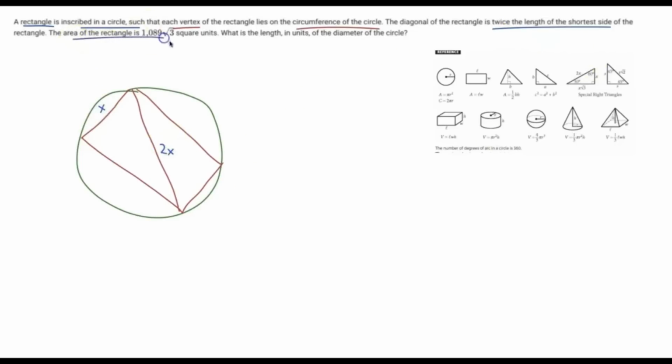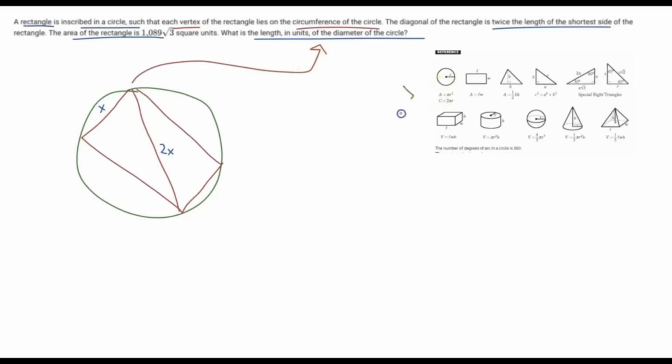The area of the rectangle is 1089 times square root 3 square units. What is the length in units of the diameter of the circle? All right, so the diameter of the circle is just its radius times 2, because that's just from one end of the circumference to the other end of the circle. And you can see that the diagonal satisfies that condition. And therefore, the diagonal of this rectangle is the diameter of the circle. But how do we actually find our side lengths?